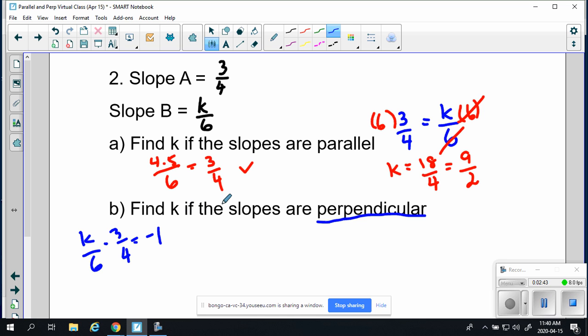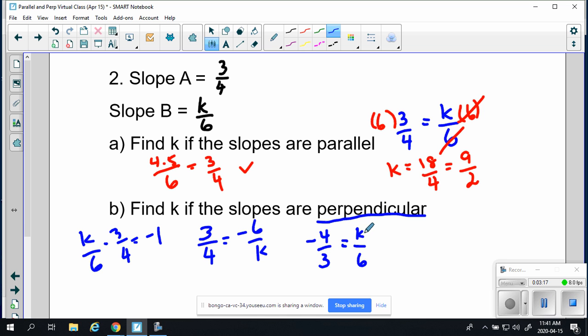But the way I prefer to think about it is if the slopes are perpendicular, then one of them is the negative reciprocal of the other. So there's two ways you could set this up. You could say that 3 over 4 is the negative reciprocal like this, or you could flip the 3 over 4 into -4/3 and leave the k over 6 the way it is. I much prefer this one here because k is in the top, and I like that.